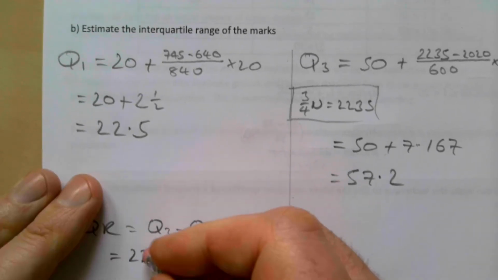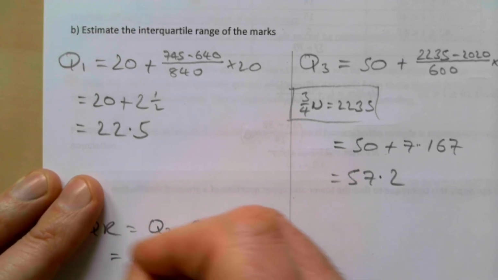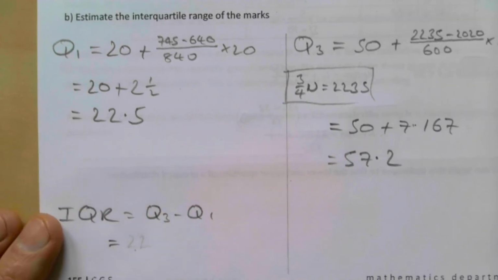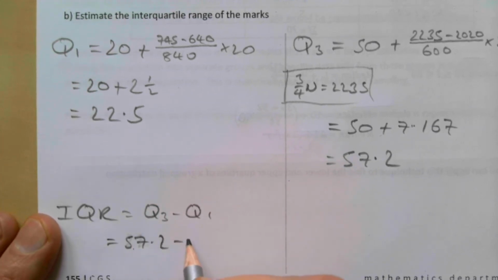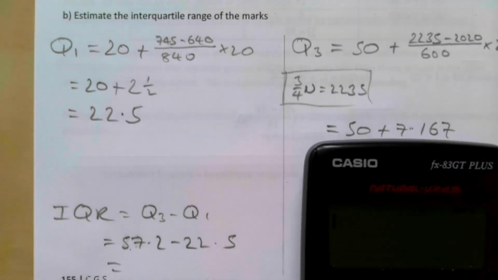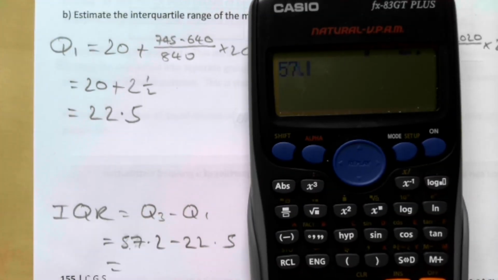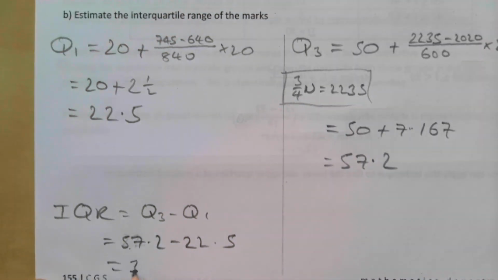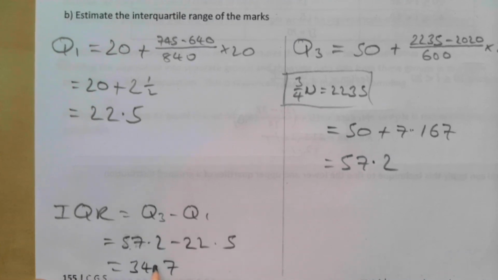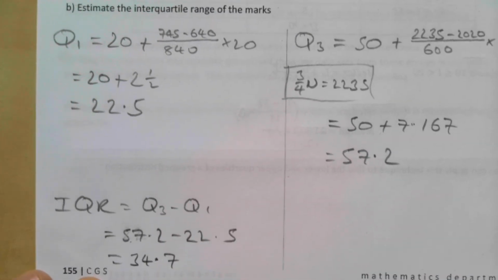And to find then my interquartile range, no, wrong way around. 57.2 take away 22.5. And that gives me 34.7, which is my interquartile range for that.